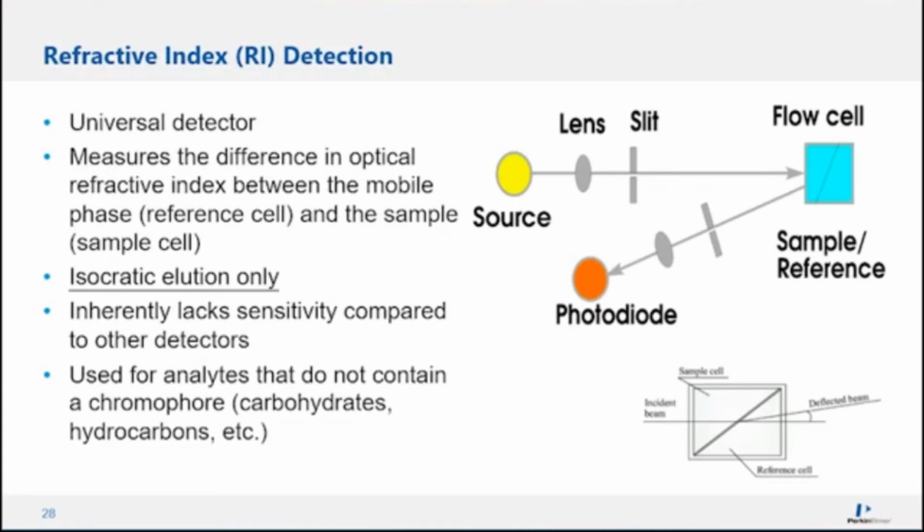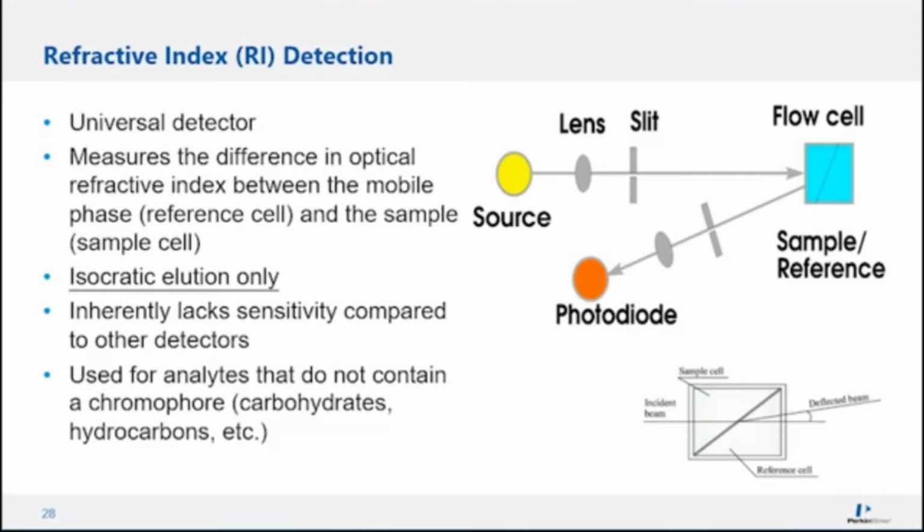When the flow is directed through the sample cell during the analysis, light passes through the two cells and is refracted differently when the sample is present in the mobile phase. The sample is not destroyed during detection.